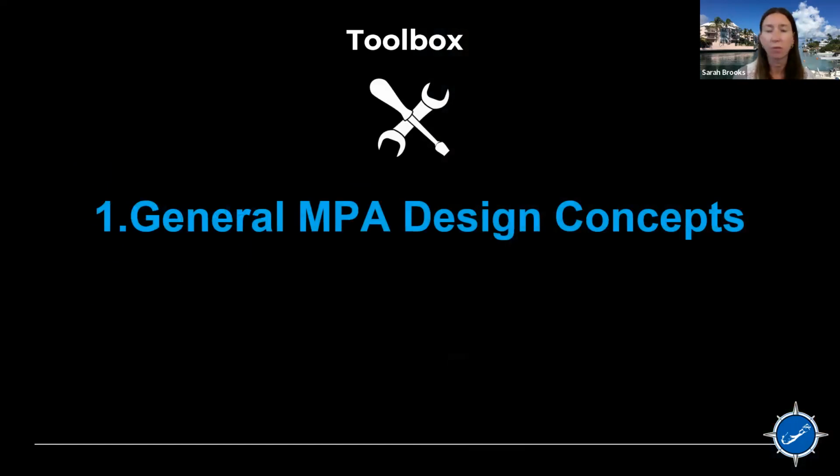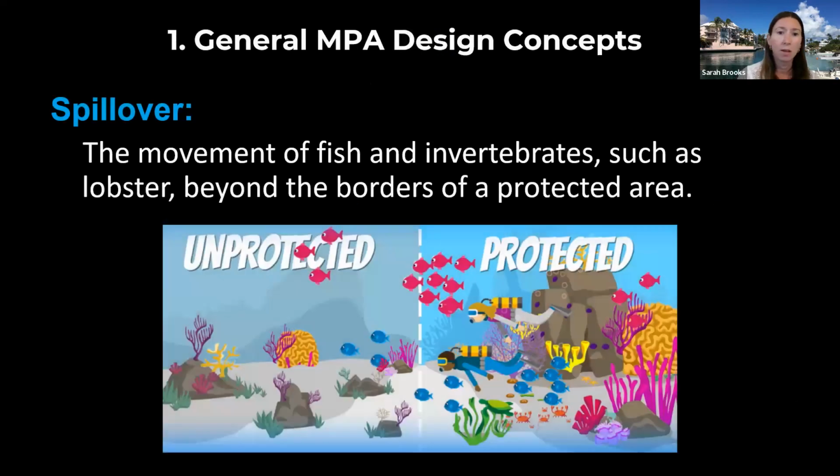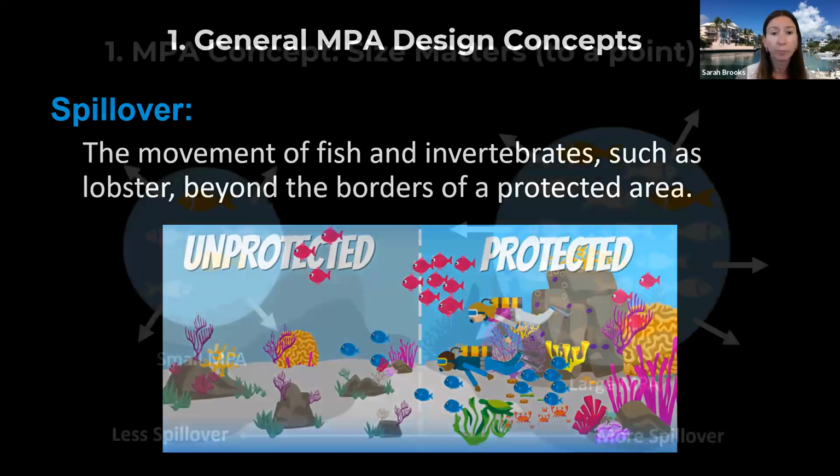So the first item of the toolbox that I'm going to explain are the general marine protected area design concepts. Most of these concepts center around the idea of spillover. And the idea is that when you protect an area from extractive or damaging activities, you provide a refuge area for fish populations to grow and reproduce and go on to replenish other areas in an effect known as spillover.